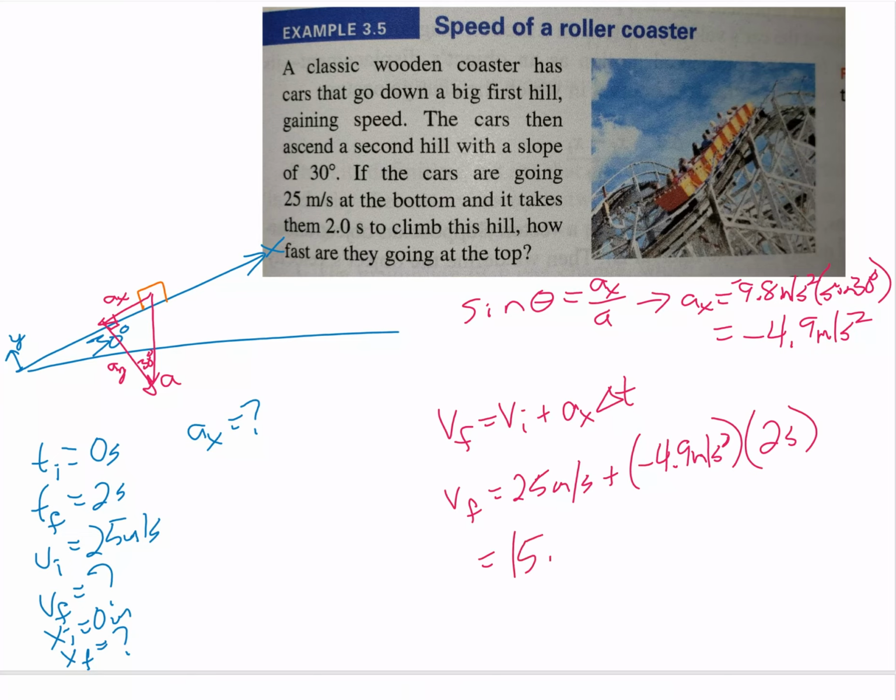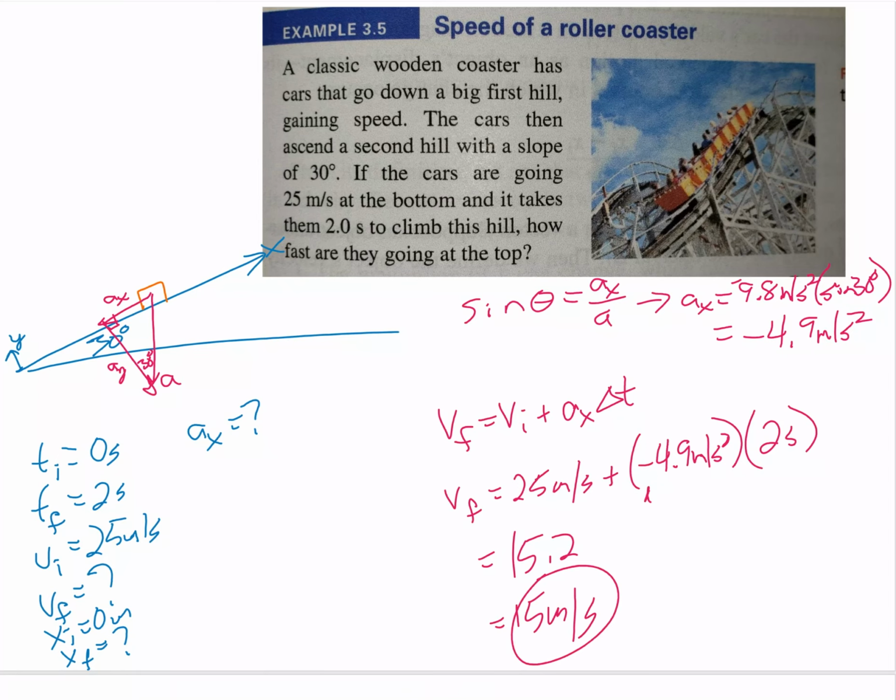15.2 meters per second. Are we liking that with significant figures? I only see 2, so we're going with 15 meters per second. Would it be negative or positive? This is positive, because we're going up the hill. There's a negative in the equation, sure, but we're going a positive 25 meters per second in the positive x direction, so this should be a positive answer, and it is.